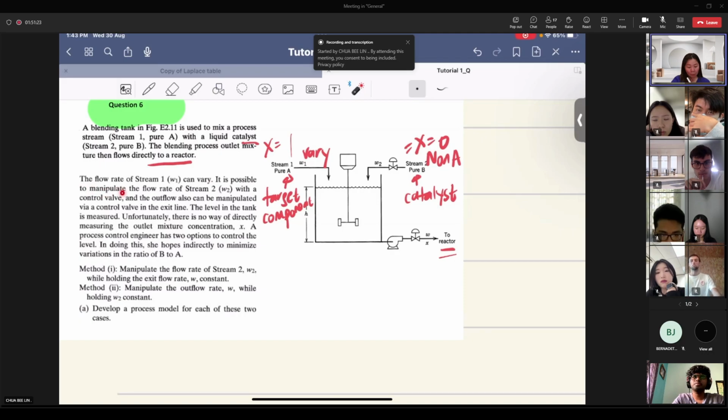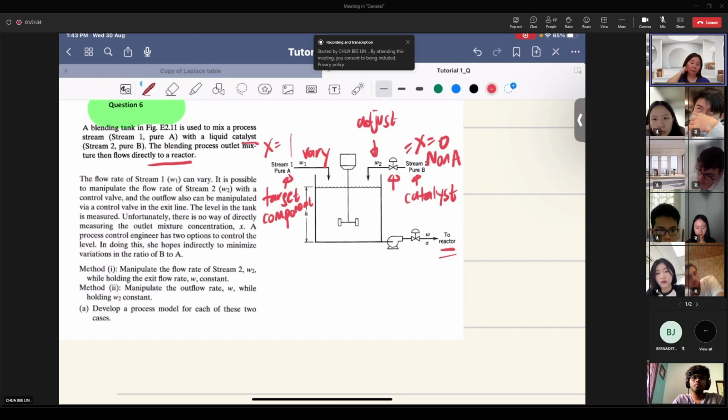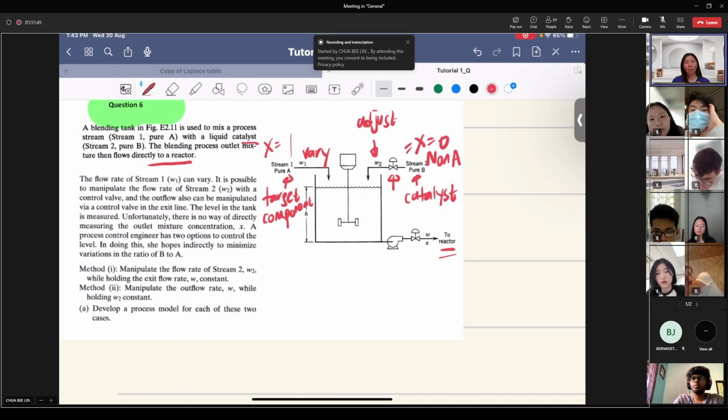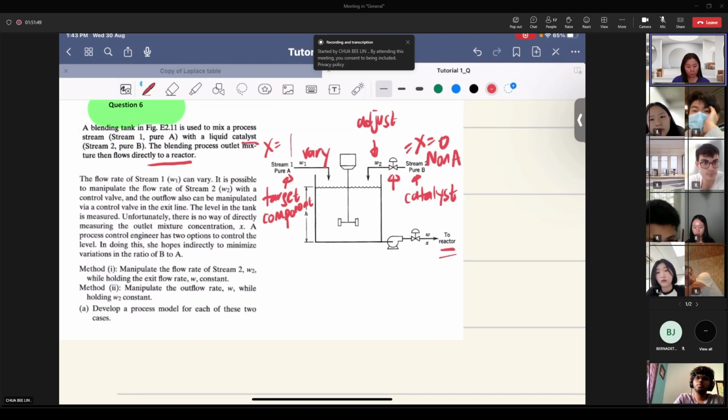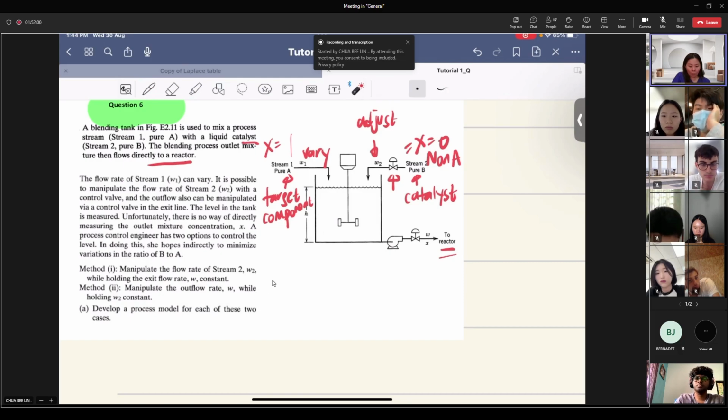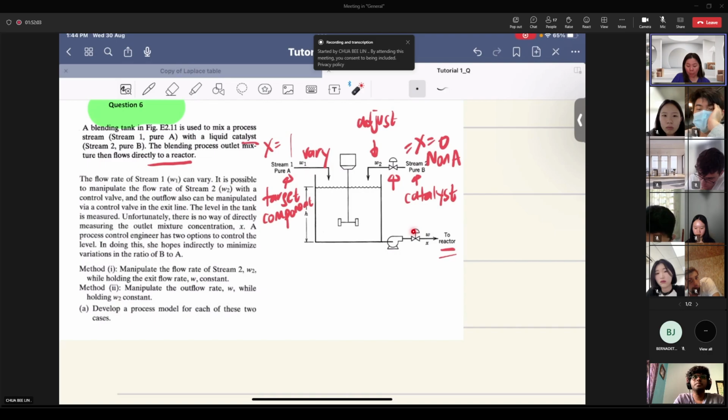It is possible to manipulate, adjust the flow rate of W2. So W2, you can adjust. It is because you have the valve here, so you can adjust. W1 is a constant value. There is no valve to manipulate. So W1 varies, means every time it goes in, it will be a different value of W1. It is possible to change W2. W2 is the mass rate. So from here, using a control valve, the outflow also can be manipulated because of another valve here. So W also can change, manipulate. We call it outflow via a control valve in the exit line here.